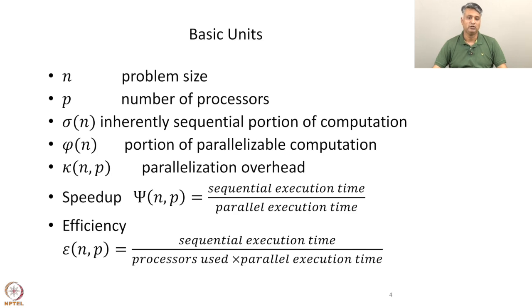Now, we shall define the speed up as the sequential execution time divided by the parallel execution time, and efficiency as the sequential execution time divided by the parallel execution time multiplied by the total number of processors that is used. So that would give you the parallel efficiency of the program.